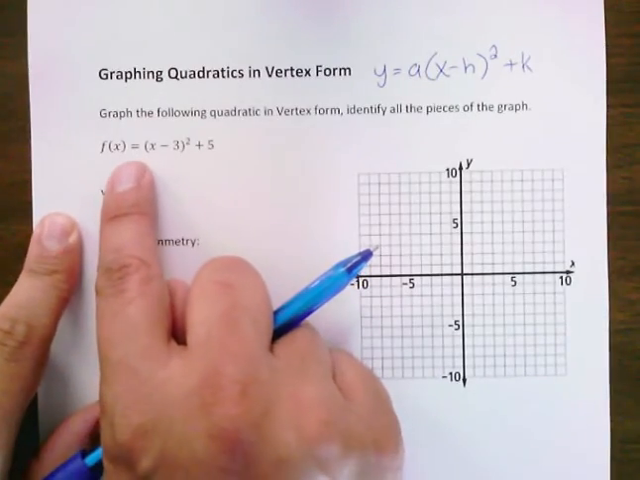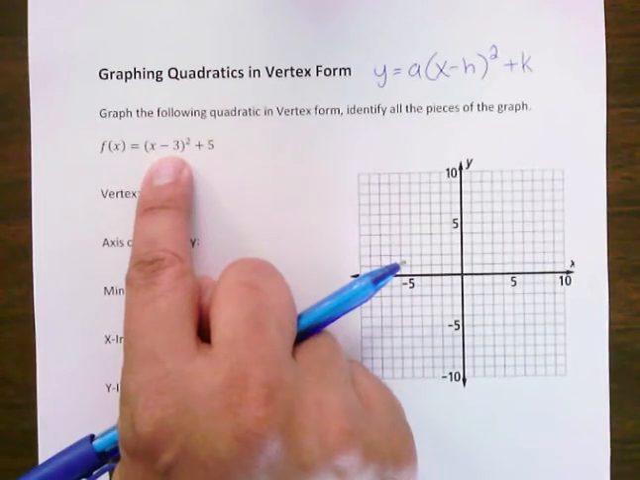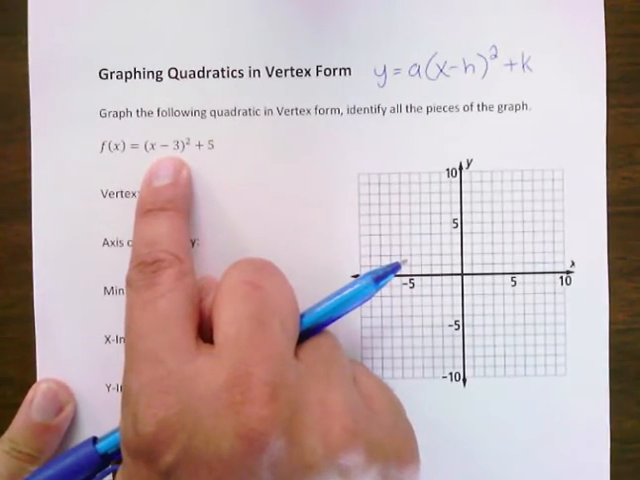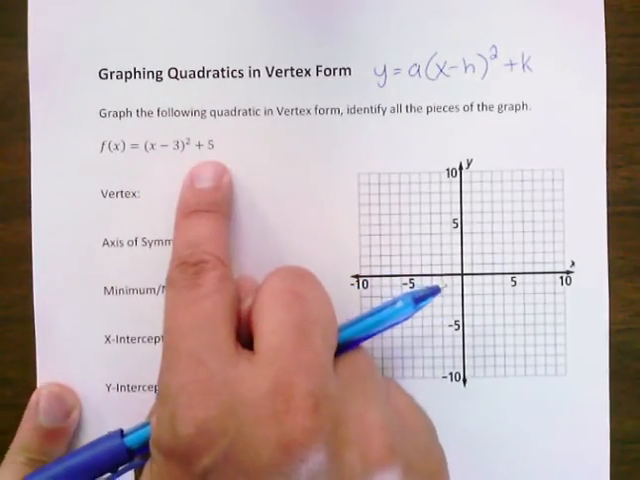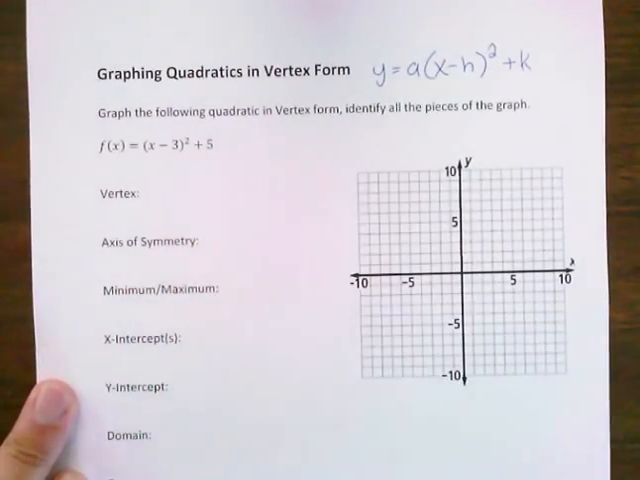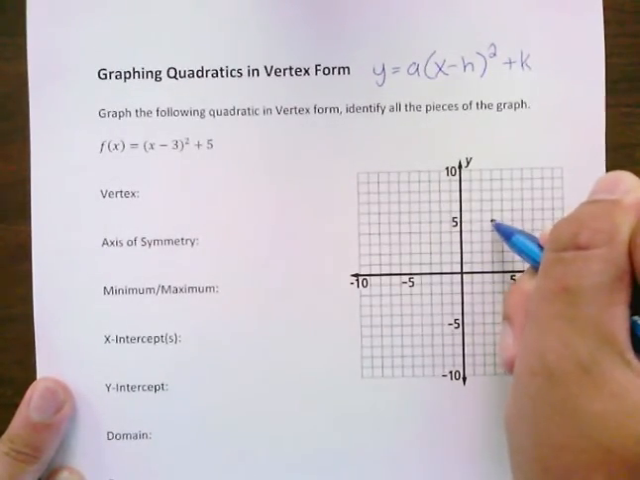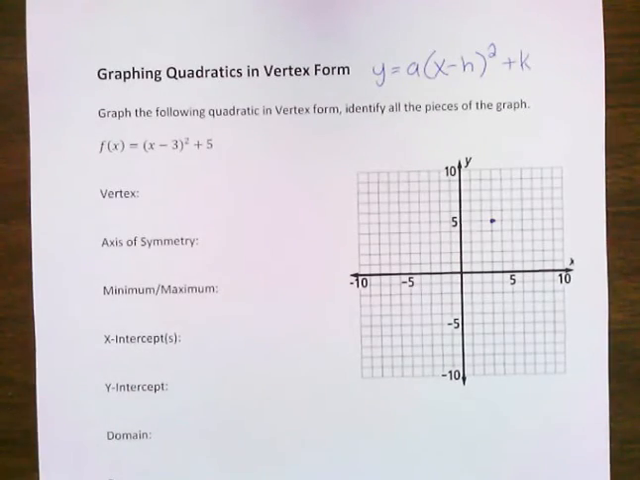So when I look at my equation, f of x equals (x minus 3) squared plus 5, this x minus 3, or the minus 3 on the inside, is going to shift everything to the right 3, and the plus 5 is going to shift everything up. So we're going to shift right 3 and up 5. So if we go right 3, up 5, this is going to be our vertex.